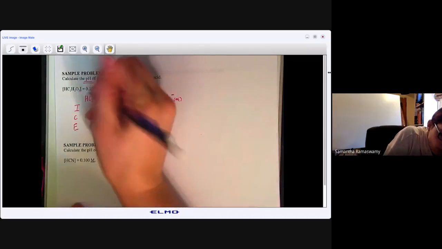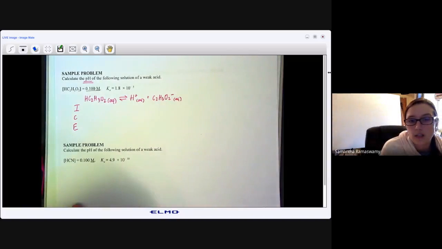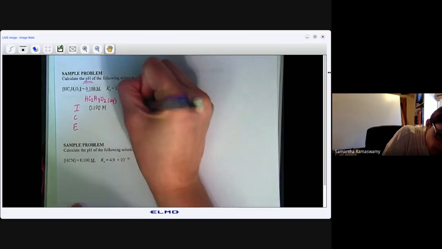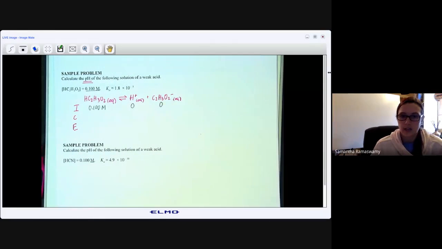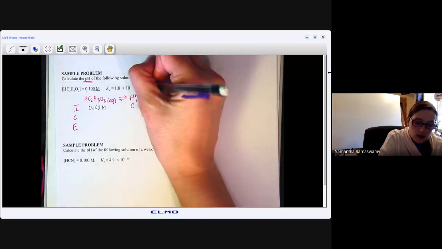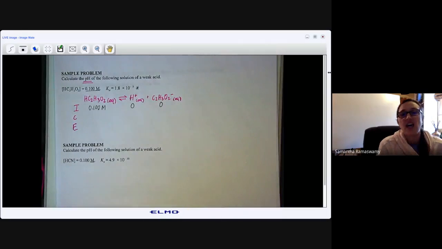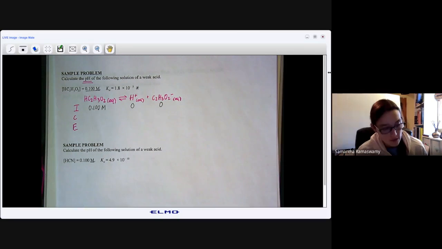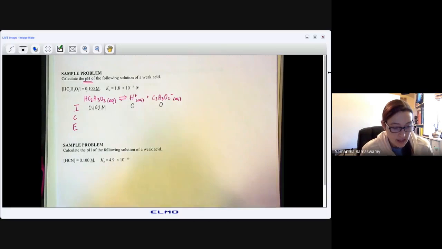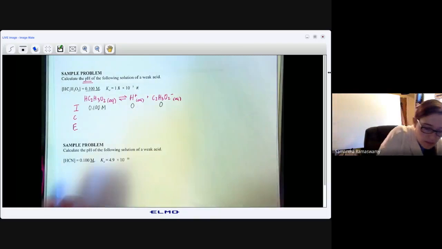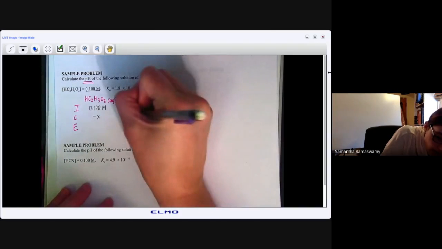The concentration that they give you is always the initial concentration of the acid: 0.100 molar. We have 0 of anything else. The only thing it said is it was a 0.1 molar solution. When they give us the Ka, that means that's the equilibrium constant, at equilibrium. They didn't give me anything else for this ICE table, so I'm going to use x's: minus x, and plus x.